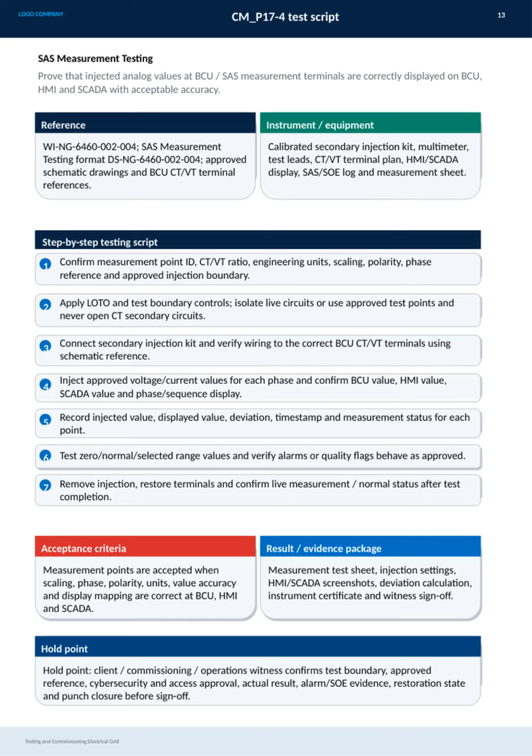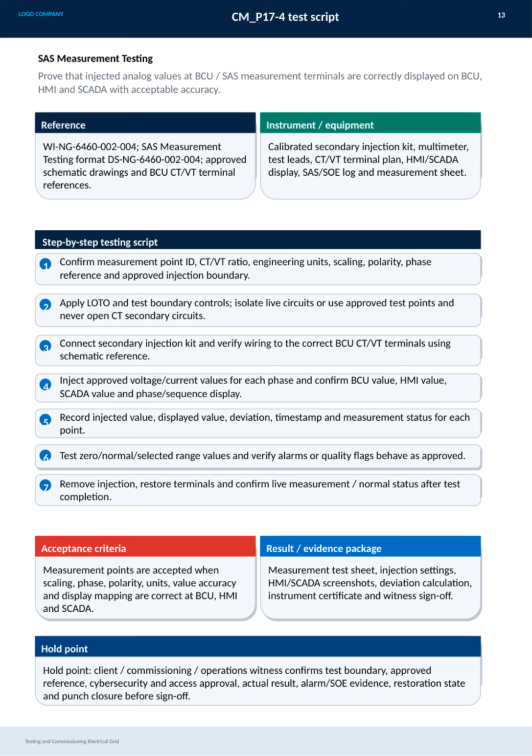This slide covers the SAS measurement testing process for verifying that injected analog values at the BCU and SAS measurement terminals are accurately displayed across the system. The goal here is to prove that values shown on the BCU, HMI, and SCADA match within acceptable accuracy. We start by confirming all measurement point details like ID, CT/VT ratio, engineering units, scaling, polarity, and phase reference, ensuring we work within an approved injection boundary.